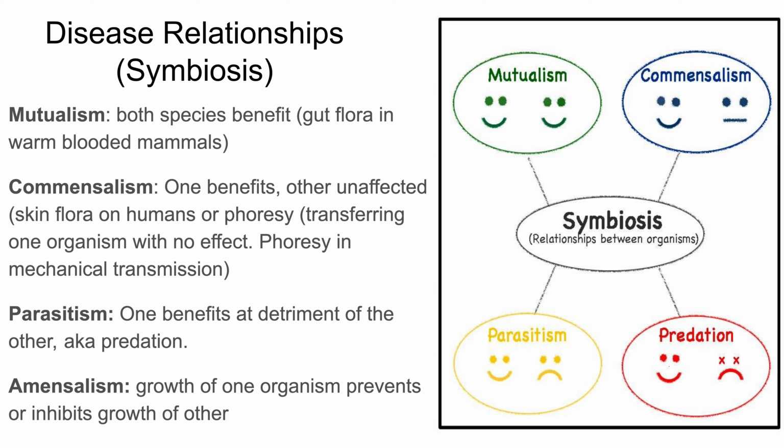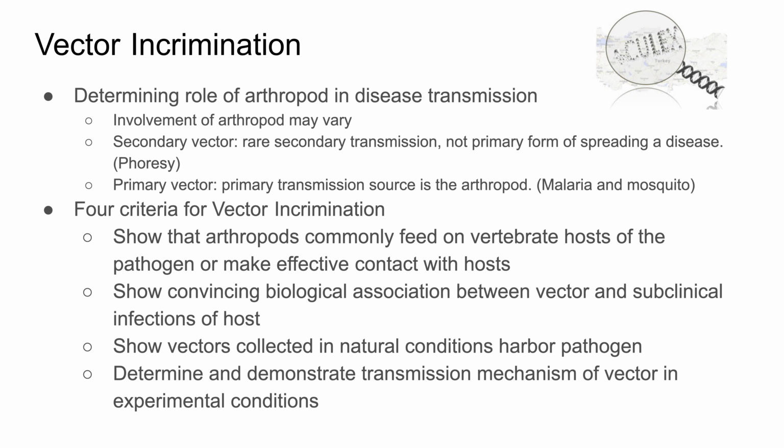So in amensalism, our gut bacteria are sometimes amensal for other organisms, and they will prevent other bacteria from being able to grow. They'll occupy niches or outcompete for nutrients, those sorts of things.